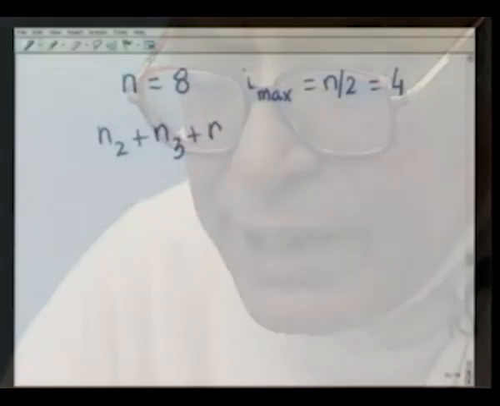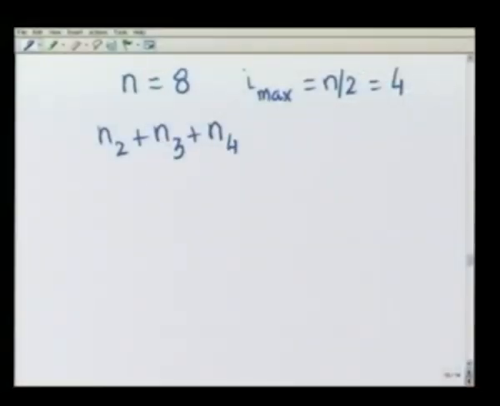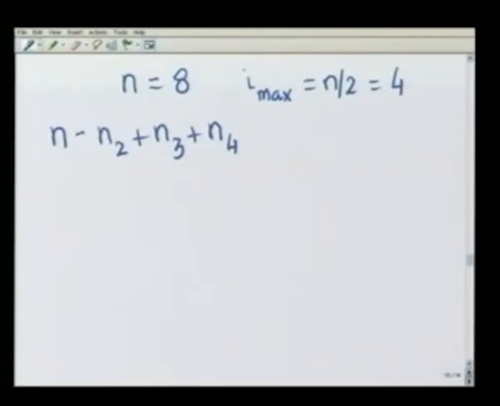So an 8-link mechanism will have binary links, it is possible to have ternary links, and it is possible to have quaternary links. If the number of binary links is n2, the number of ternary links is n3 and the number of quaternary links is n4, then the total number of links n, which is equal to n2 plus n3 plus n4, is equal to 8. This is our first equation to determine n2, n3 and n4.